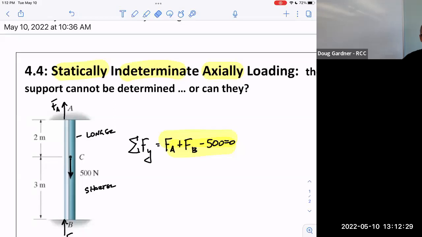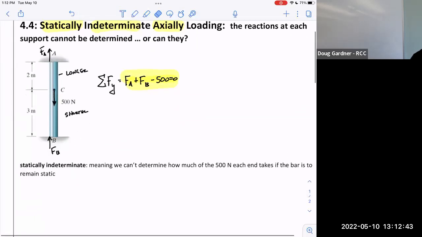Yeah. Well, that would be really problematic because you're exactly right. If we can't determine how much of that 500 is in each location, then we can't choose the right weld, like it'll break. And actually what we just studied is the answer to that question. So let's take a look at it.